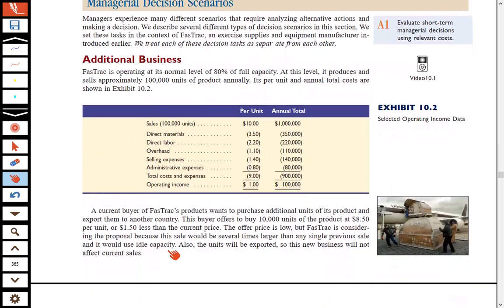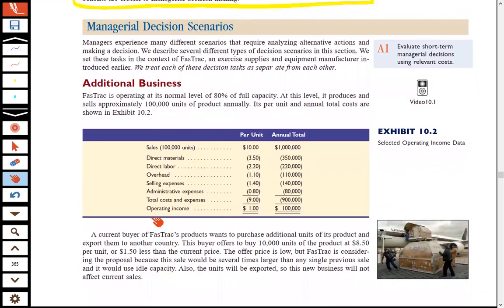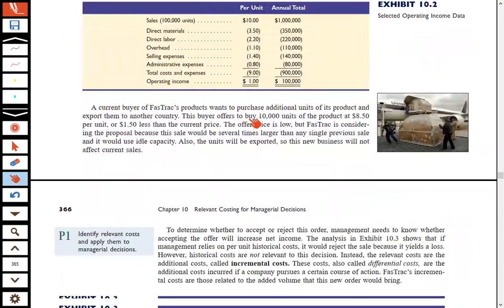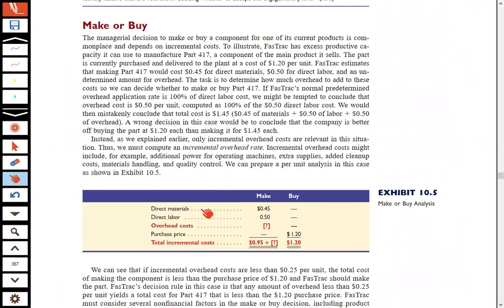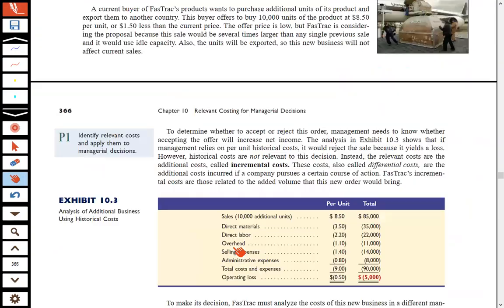Now, managerial decision scenarios. We have got several scenarios that we had discussed earlier in our last session, but we will now see it through the textbook. Number one managerial decision is additional business. Additional business is similar to accepting an offer, whether to accept an offer or not. This is known as accepting an offer, additional business. We will go through an example. Then we have another practice question that we will do, so we have the complete understanding of this.